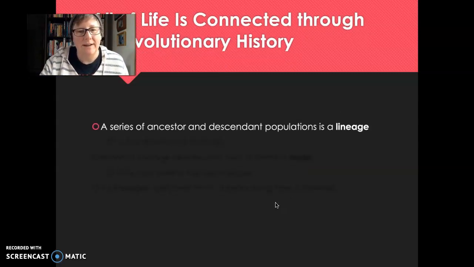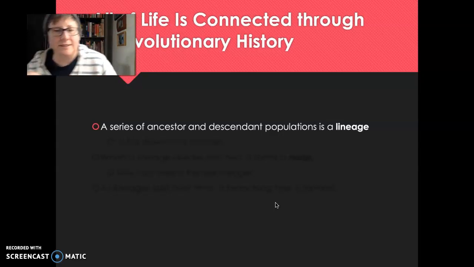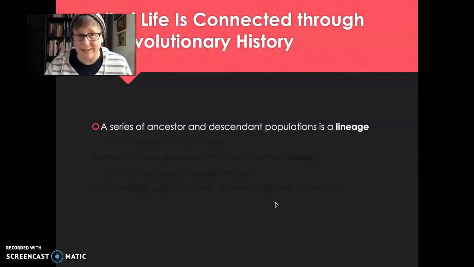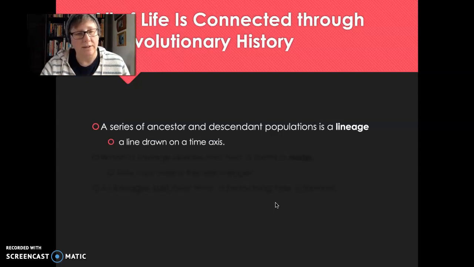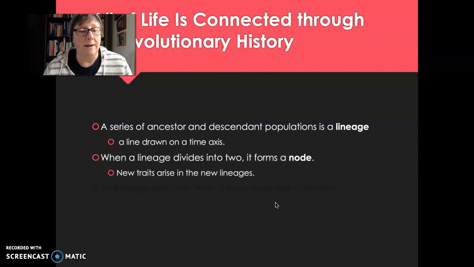A series of ancestor and descendant populations is called a lineage. If you're looking from a species and looking back through time along the tree, that would be called the lineage. It's a line drawn back through time on an axis. When a lineage divides in two, when you get that branching happening, that is called a node. So if you see the word node, that's where the branching is occurring.